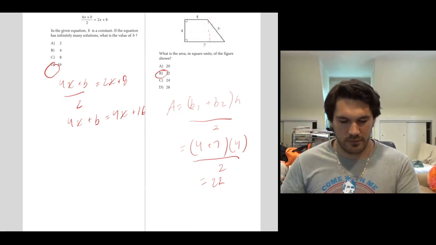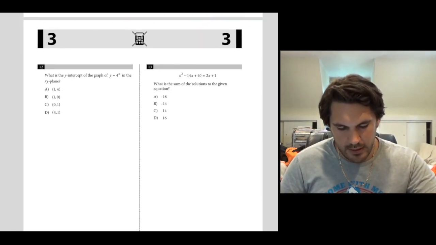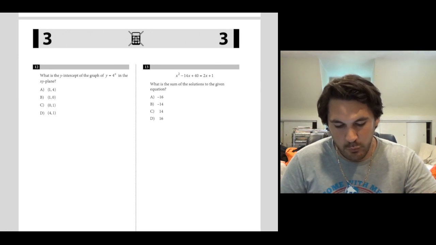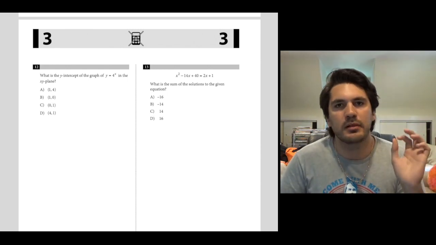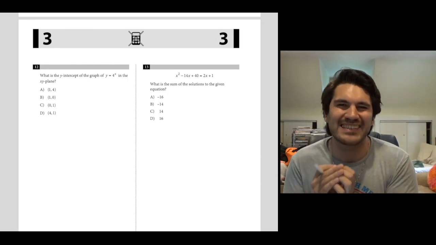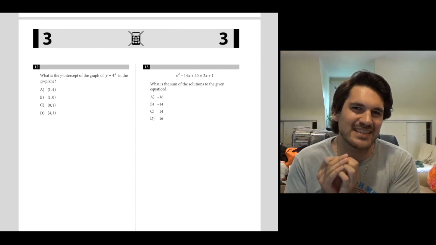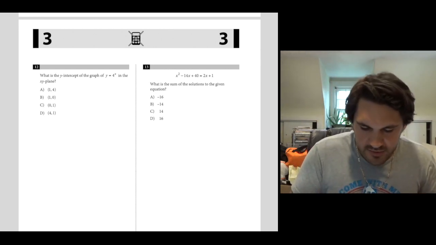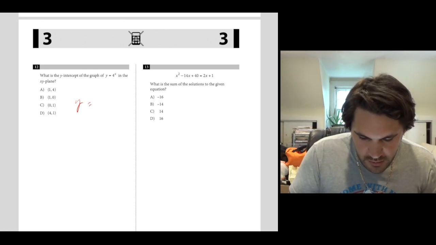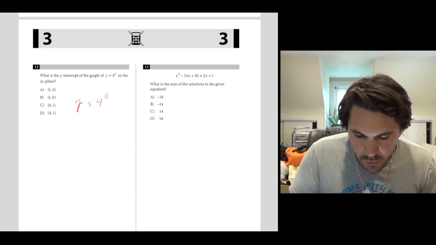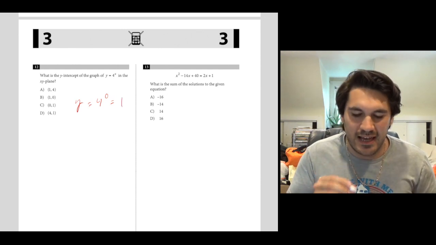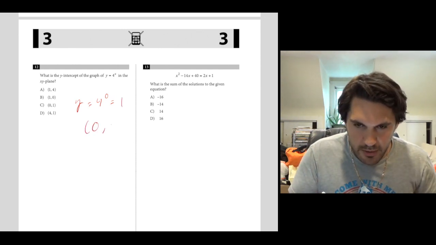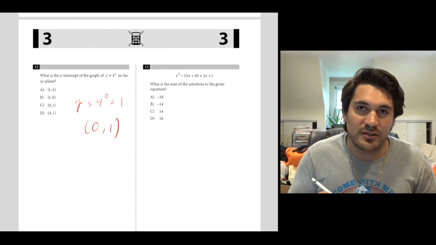Let's go to number 12. What is the y-intercept of the graph of y equals 4 to the x power in the xy plane? Y-intercept just means what is the value of y when x equals 0? So plug in 0 for x. This is going to be y equals 4 to the 0 power, which is 1. So our answer is going to be 0, 1, which is answer choice C.